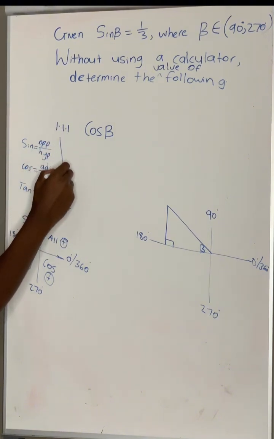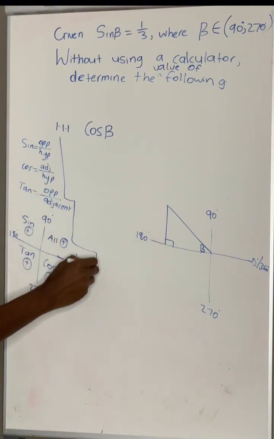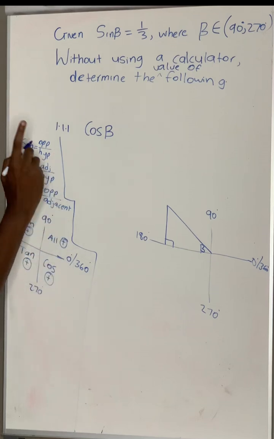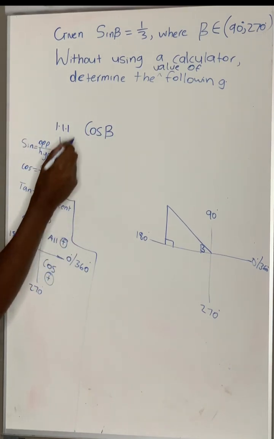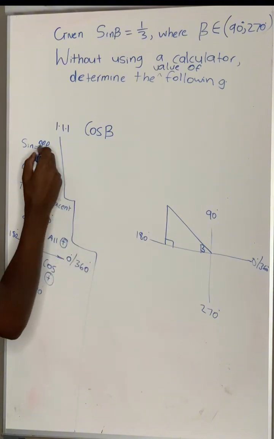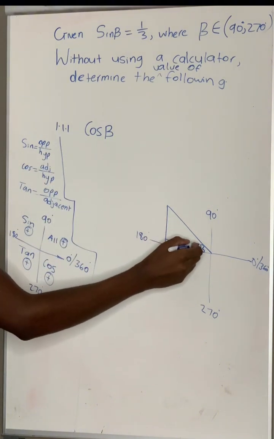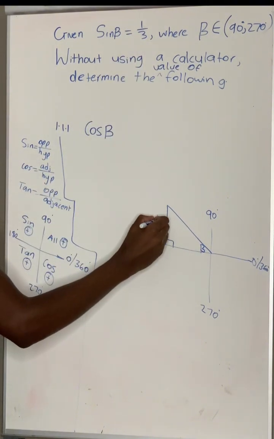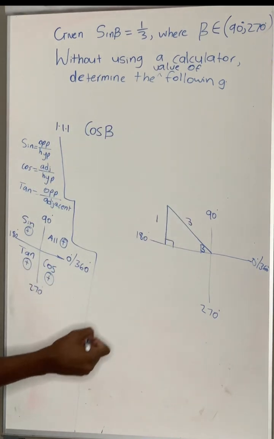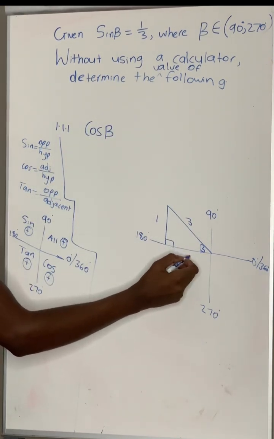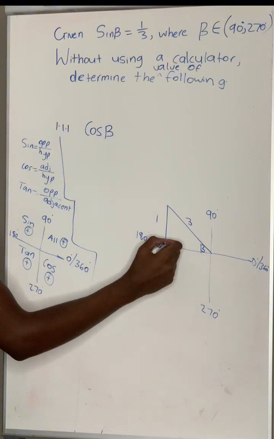Okay, now this is going to be helpful. Okay, now remember we are looking for cos beta. We are given sine beta. So sine, remember we said it's opposite over hypotenuse. So opposite to beta, we have 1, and the hypotenuse is positive 3. Now we need to find this x value over here, what the value of that is.